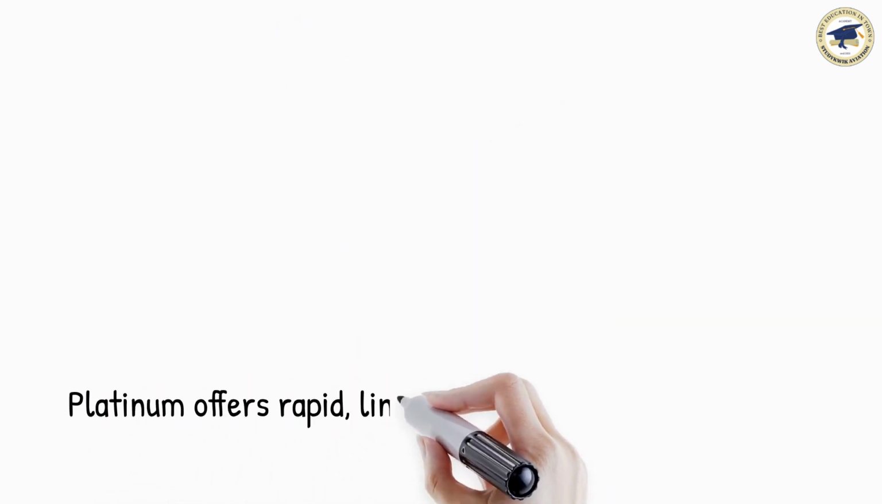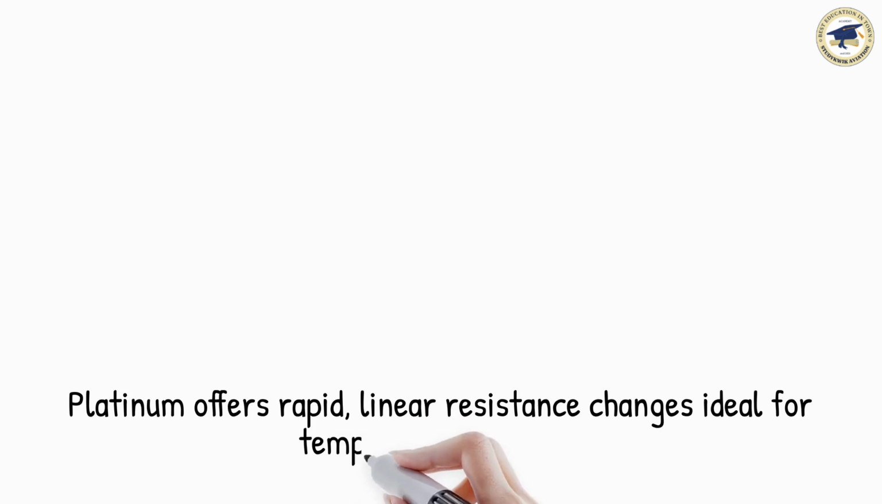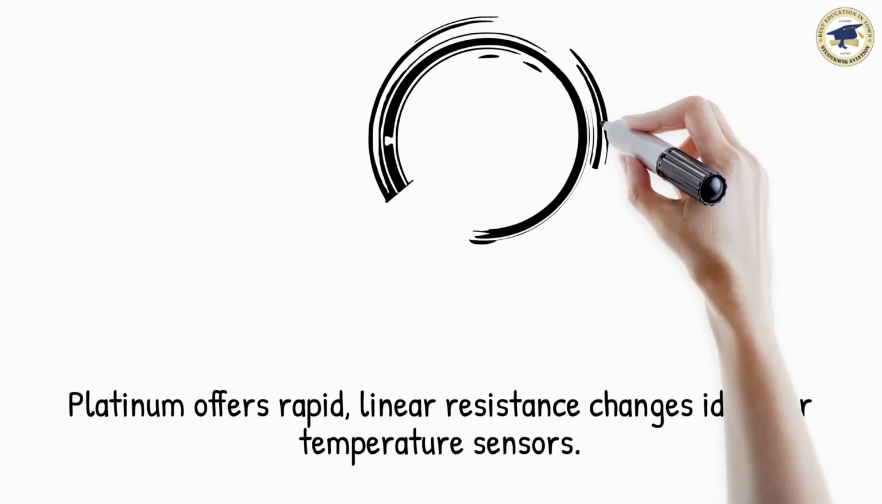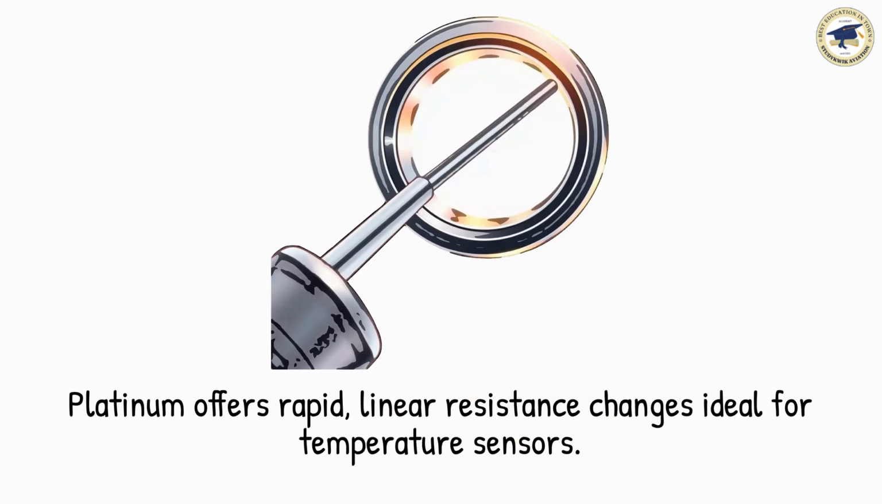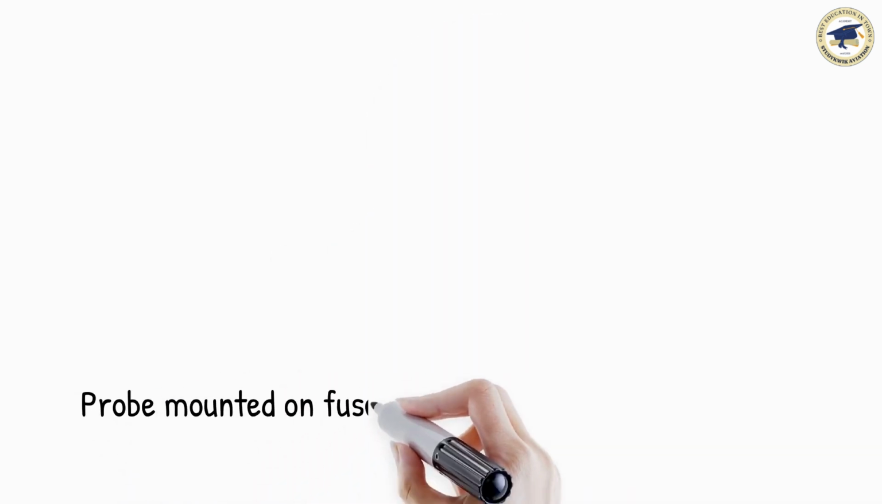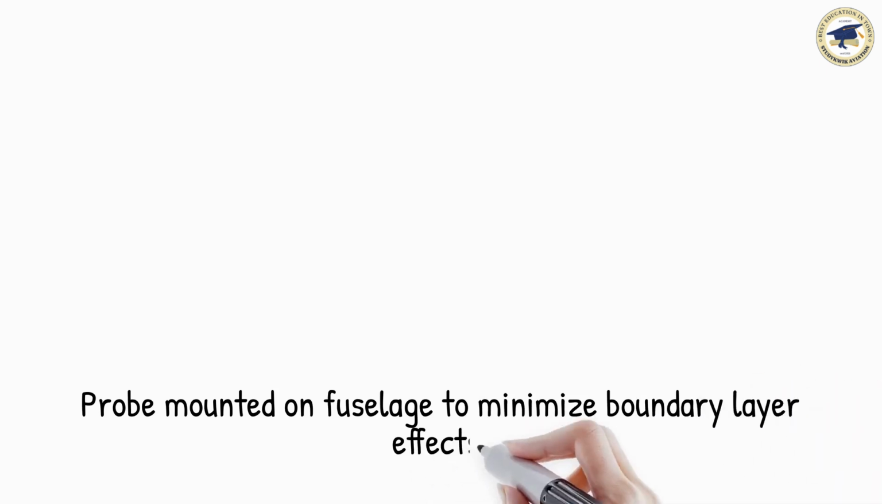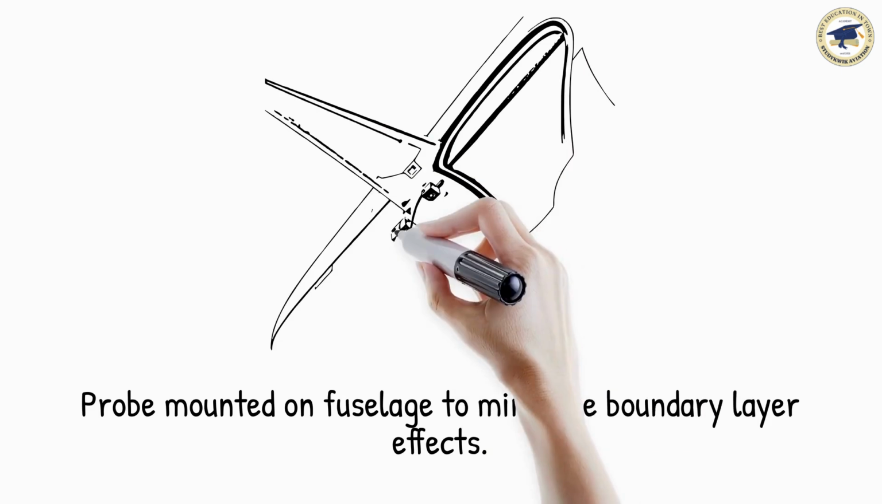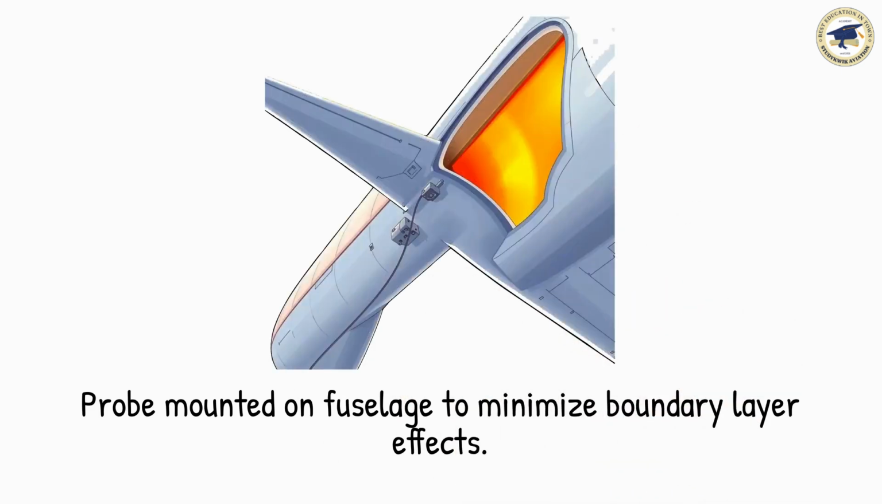Platinum is used because it has a very high rate of conductivity and gives a rapid response to temperature change. Platinum also has a linear resistance change to temperature change relationship, which makes it ideal for temperature measurement. The probe is fixed to the fuselage in a location which minimizes any boundary layer effect. Usually, the front fuselage boundary layer effect is discussed in detail within aerodynamic courses on principles of flight.